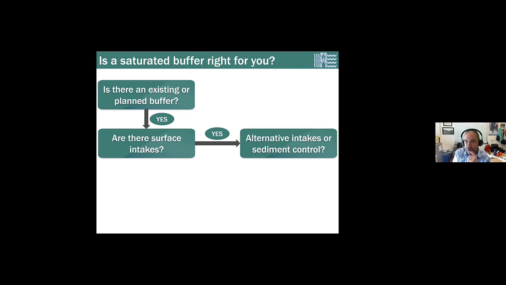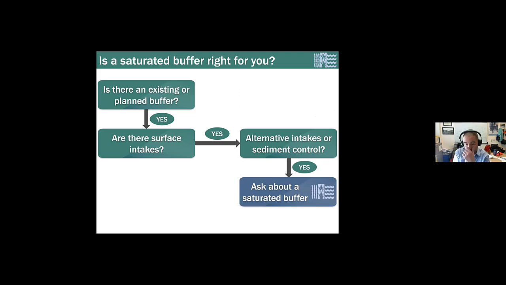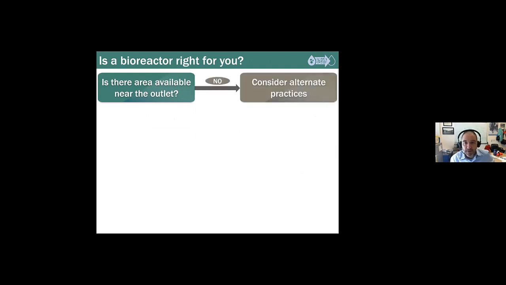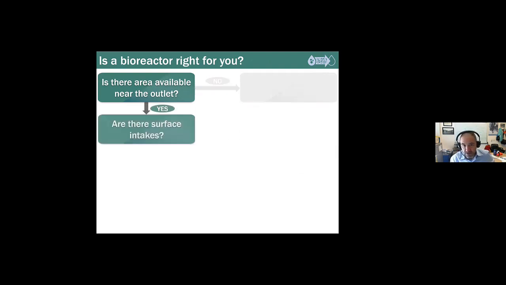So in the future, we probably need to be thinking about that as we think about saturated buffers or bioreactors. That could be a step that throws us out. If we're not willing to do that, then we probably have to consider some alternative practice. But if yes, then we could move forward with thinking about that saturated buffer. For the bioreactor, we walk through some of the same things, again starting with, is that area available near the outlet? If no, consider something else.